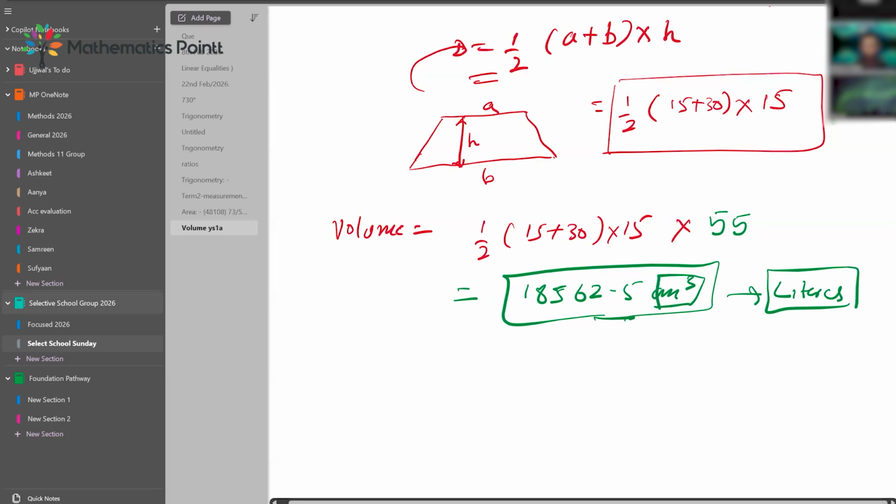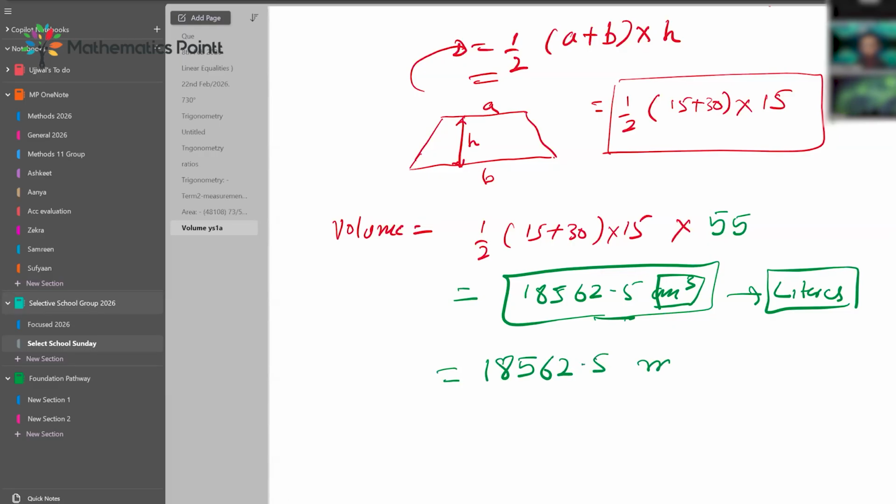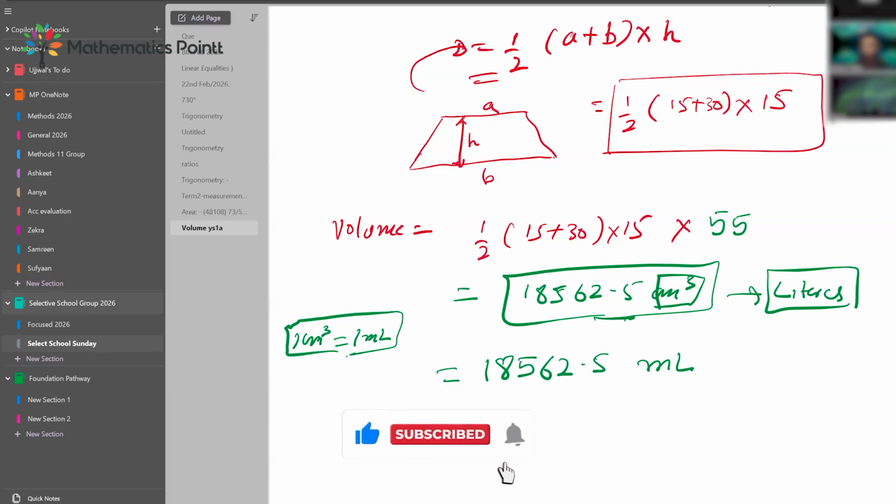This centimeter cube is nothing but that many milliliters, because I told you 1 centimeter cube is 1 milliliter. And how do you convert this milliliter into liters? Is by dividing it by 1000, sorry, my bad. Which is 18.5625.